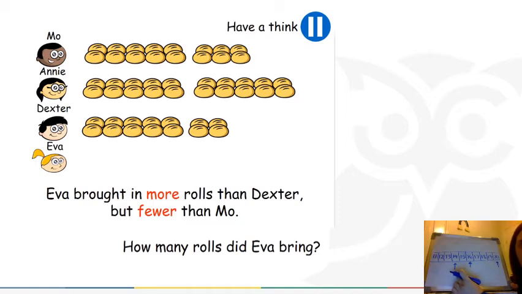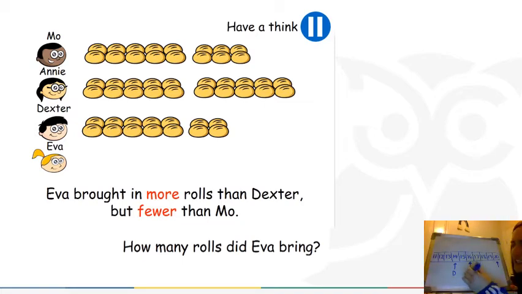Now, a new friend has arrived. Eva, she's got a blonde ponytail. Can you see her on the screen? Eva brought in more rolls than Dexter. This is Dexter. I put a D for Dexter. She brought in more than Dexter, but she brought in fewer rolls than Mo.